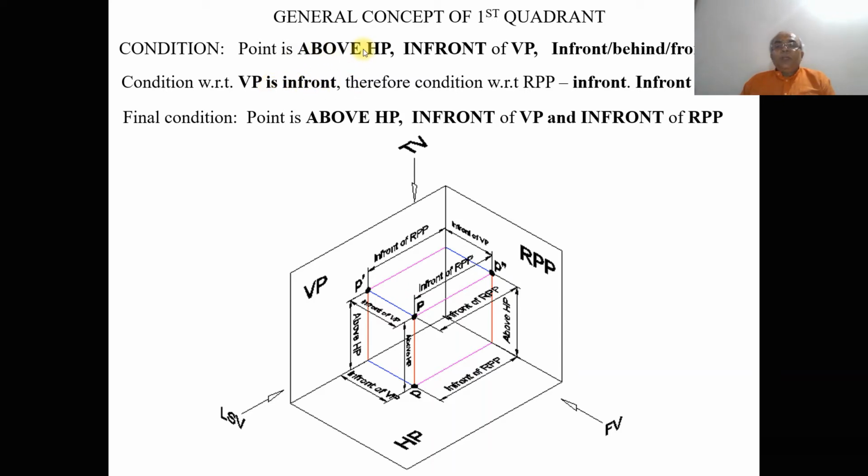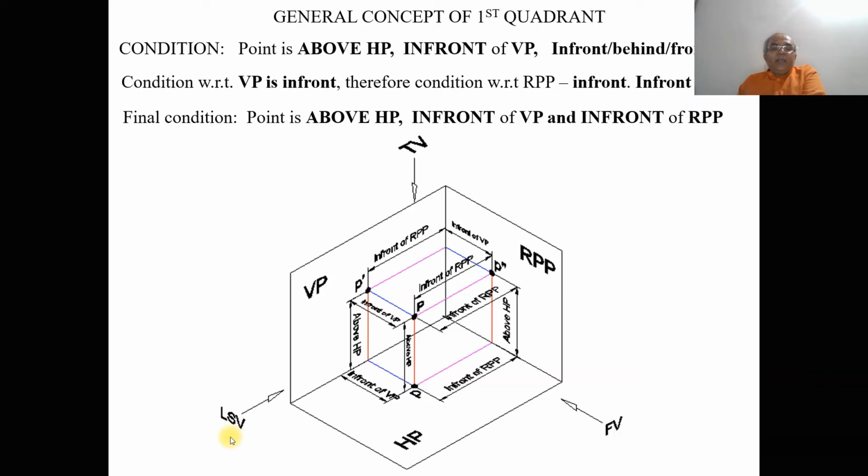So the point is above HP, in front of VP, and in front of or behind the RPP. So that is the condition. But out of these, only one of these conditions is going to satisfy the right profile plane. So which is that? We are going to see that now.